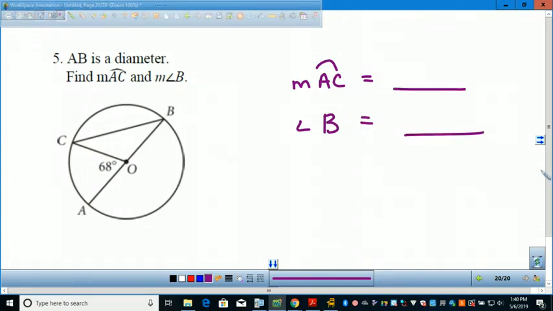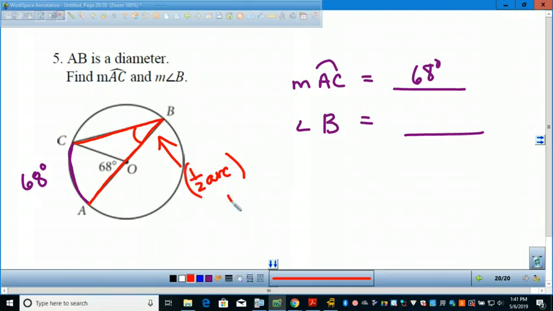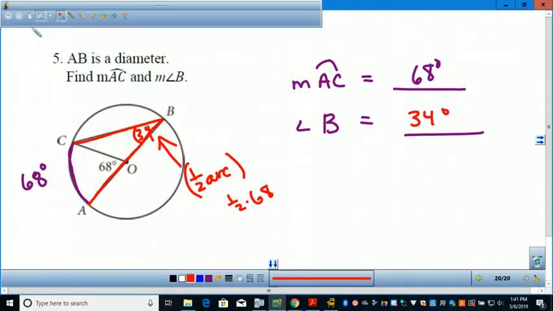Okay, find AC and find angle B. There's AC. It's the arc. What's true about the arc and the central angle? They are the same. But this is the inscribed angle because it goes all the way to the other side of the circle. What's true about the inscribed angle? It's 1/2 of the arc. So what's half of 68? So that's 34 degrees. Okay, move on to 6.